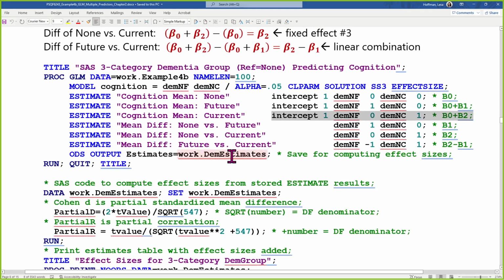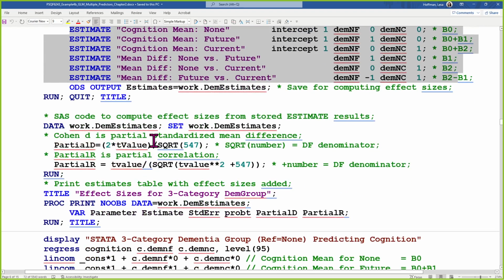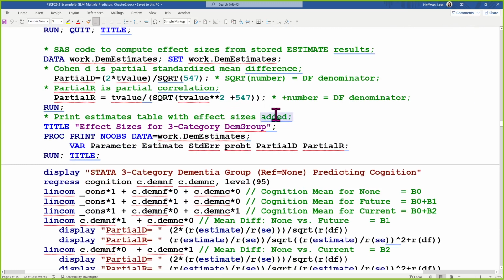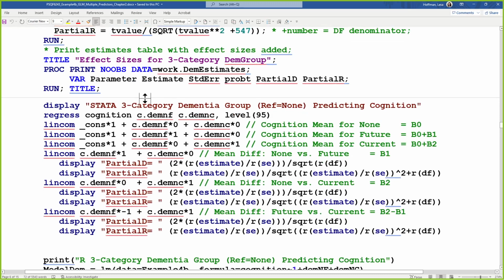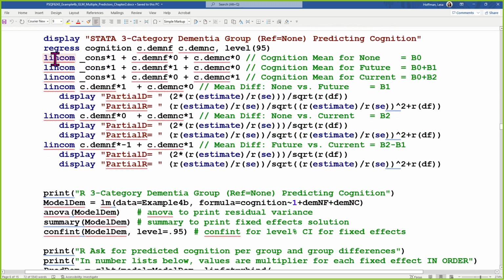And then in this case, I'm also demonstrating how to get partial D and R effect sizes out of this estimates table. And so then I added the code to do that, which you've seen before. In Stata, same thing, although I am embedding the effect size code within it.